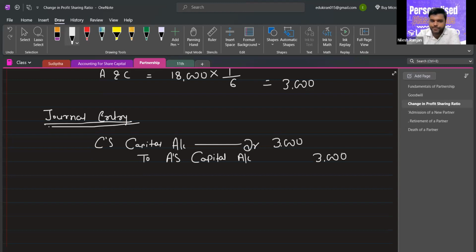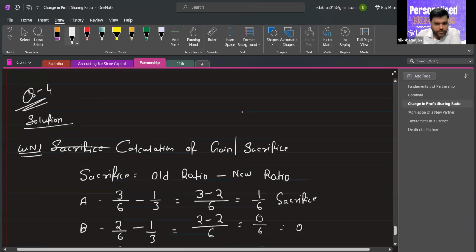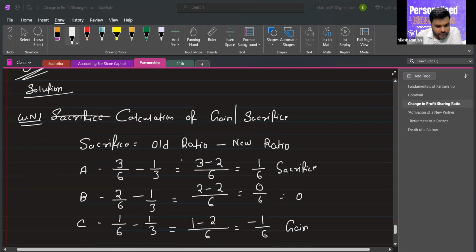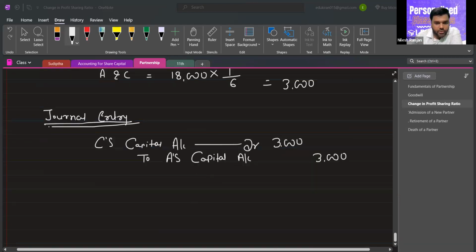Okay, so this is your accounting treatment of goodwill. Now, goodwill, as I told you, is compensation for sacrificing. I told you that when a partner is sacrificing his profit share to some other partner, that partner is obviously the gaining partner, so he will give a share of goodwill to the sacrificing partner, and we will pass this journal entry. Okay, so now you are ready to solve a question.